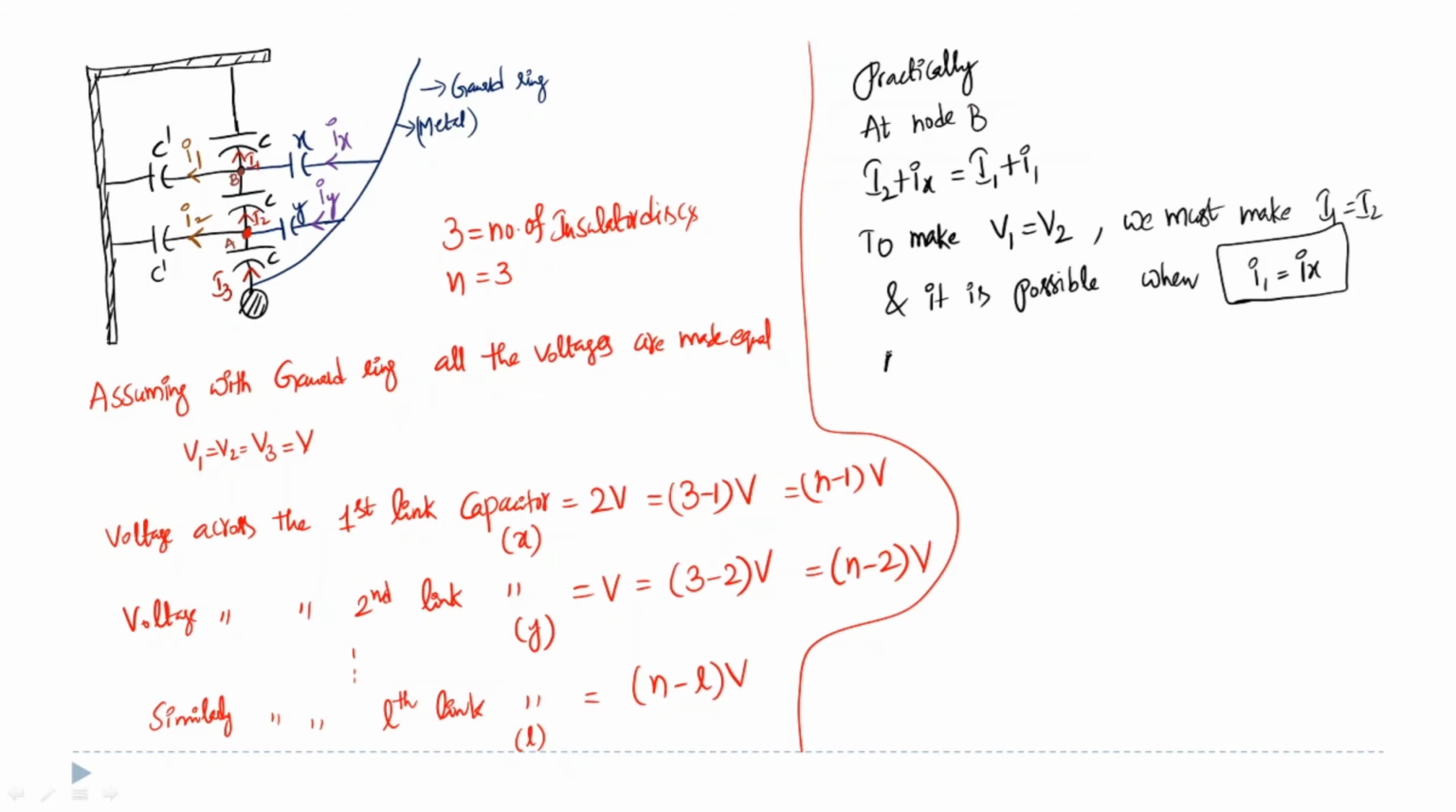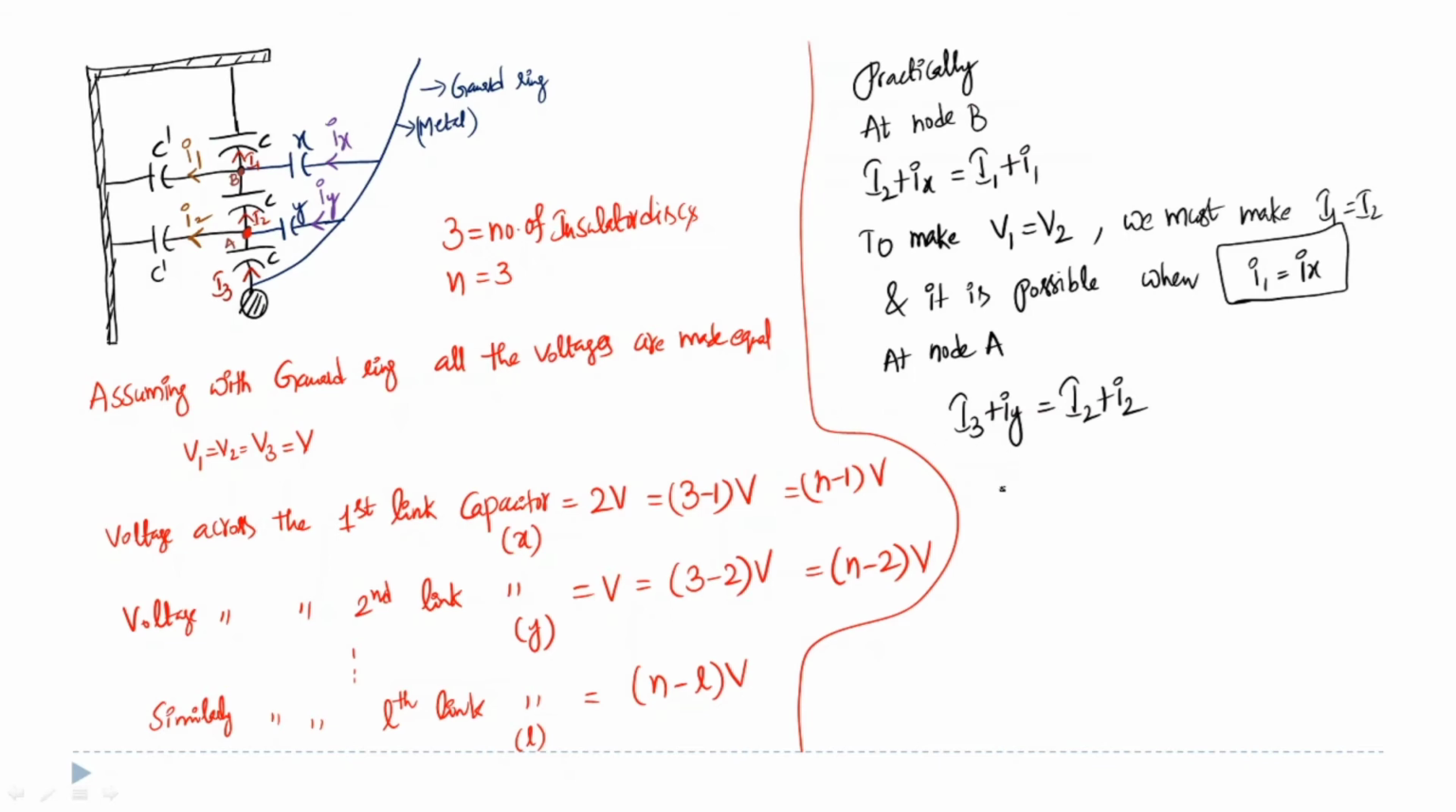Similarly, at node A, what is the relationship between different currents? What is the incoming current? Capital I3. What is another incoming current? Small Iy. So capital I3 plus small Iy is equal to the outgoing currents, capital I2 and small I2.